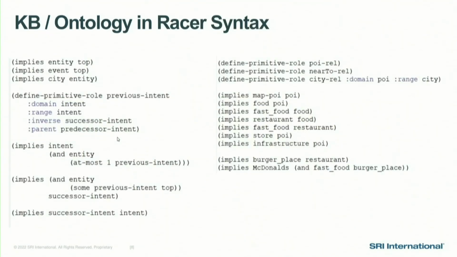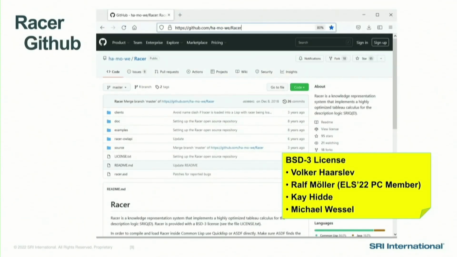Our first VPA ontologies were very simple, here in native Racer syntax. By the way, if you're interested in Racer, the OWL and description logic reasoner implemented in Common Lisp, you can get it from GitHub these days. It is open source under a BSD3 license.